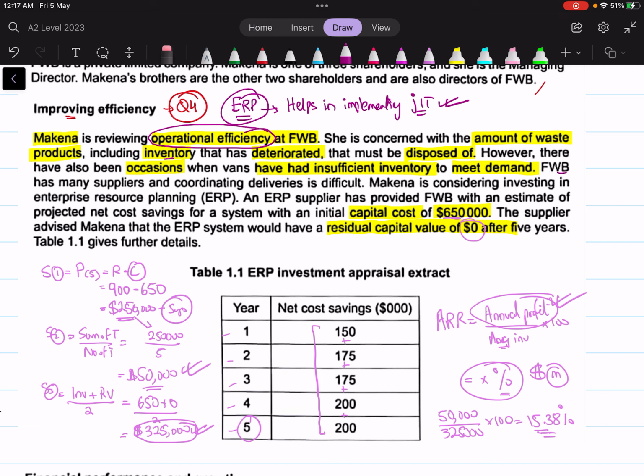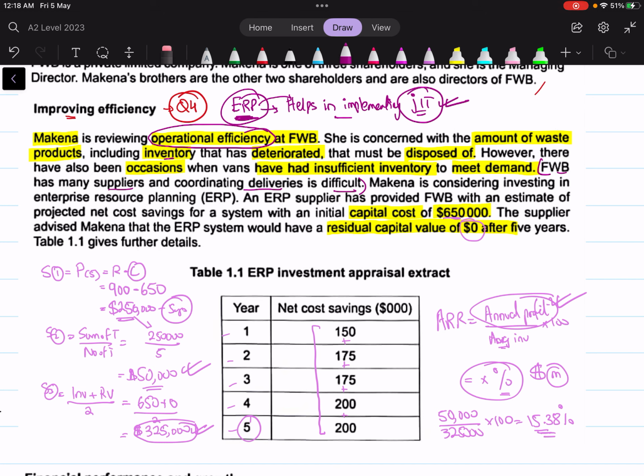FWB has many suppliers and coordinating deliveries is difficult. Now, obviously, if you were to evaluate this point that fine, ERP would help in the implementation of JIT because automatic orders of inventory can be passed on to suppliers and there would not be any miscommunication, which is a very strong barrier when it comes to JIT. You need strong communication systems, and you built a chain of analysis.